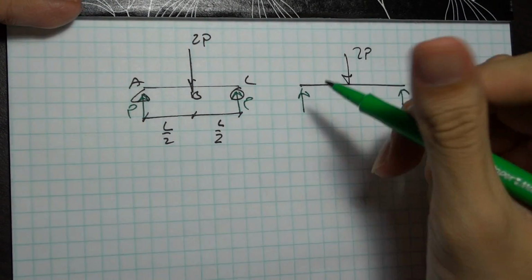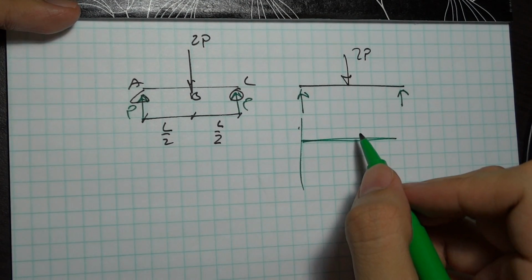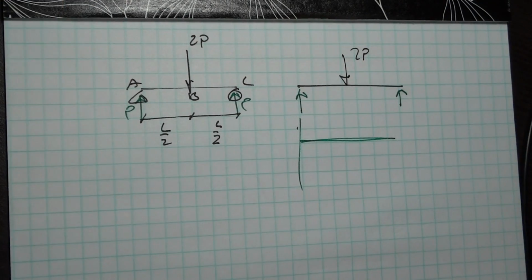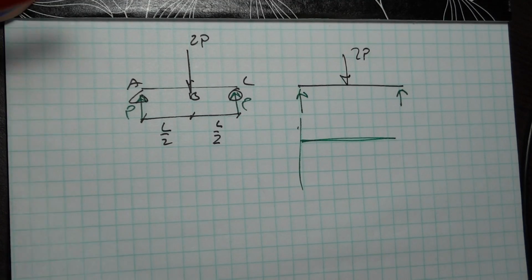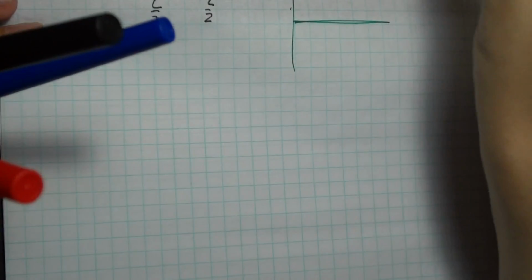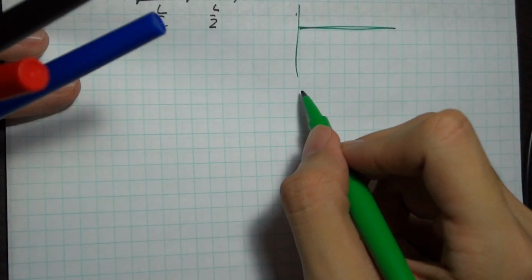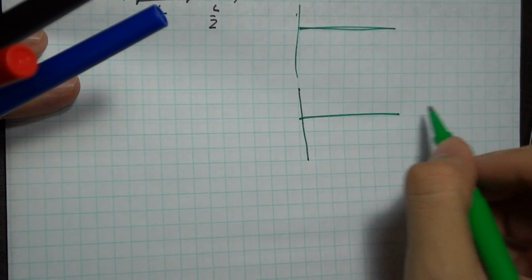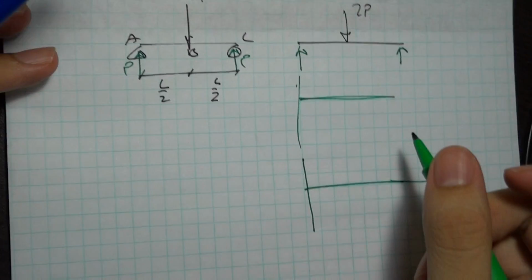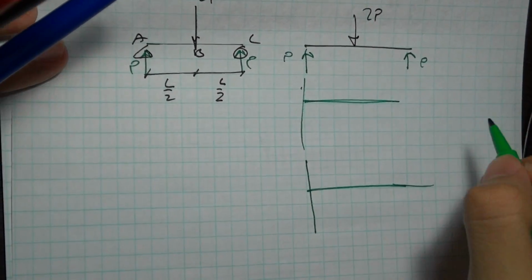So let's start. Our axial is very simple. It's just 0, right? We have no axial forces. There's nothing that acts in the x direction. So everything is just shear and moment. So let's look at our shear diagram. Let's just say this is P, this is P.